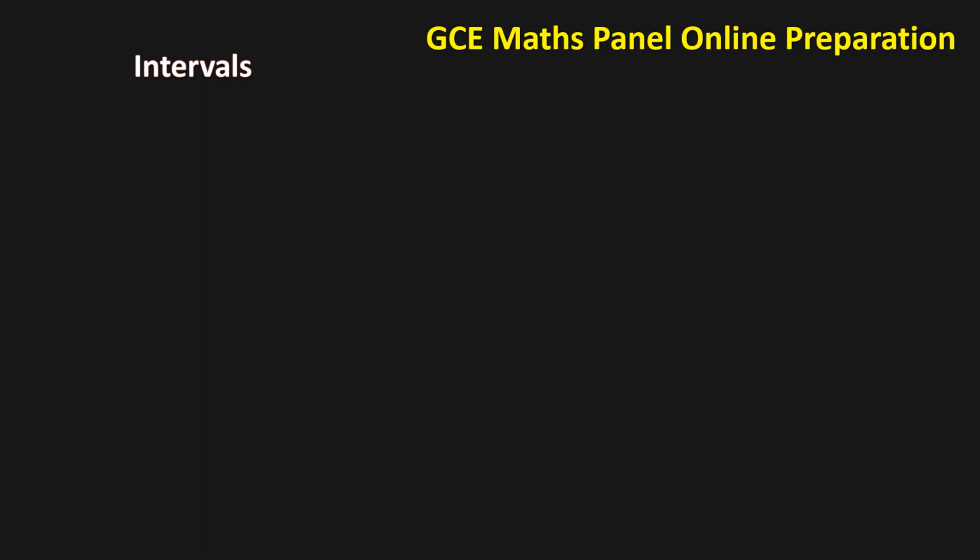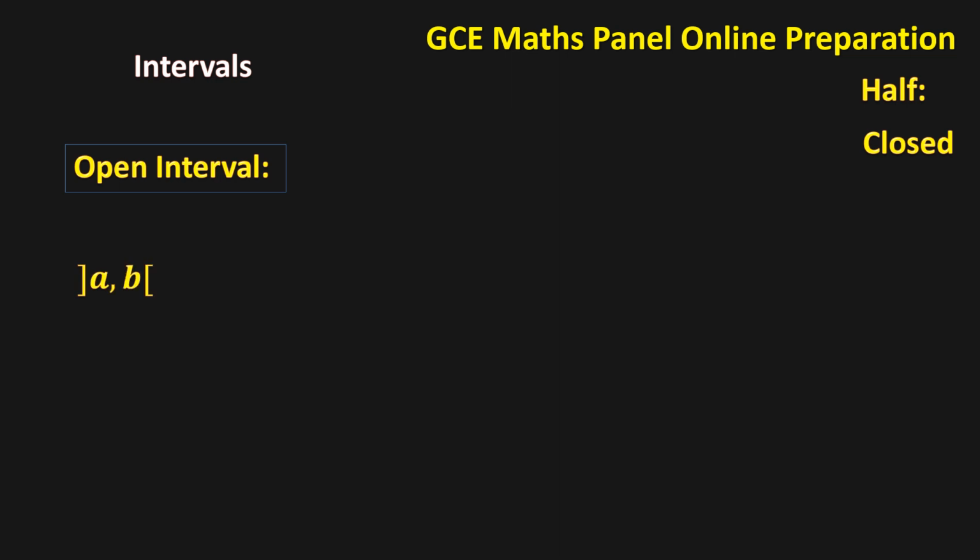Let's take a look at intervals. In mathematics, there are generally 3 types of intervals. We have open intervals, closed intervals, and half intervals. Let's start with the open interval. It is represented like this, using open brackets, that's the normal brackets, (a, b), or using square brackets in the reverse direction, ]a, b[, or the third representation using inequalities.